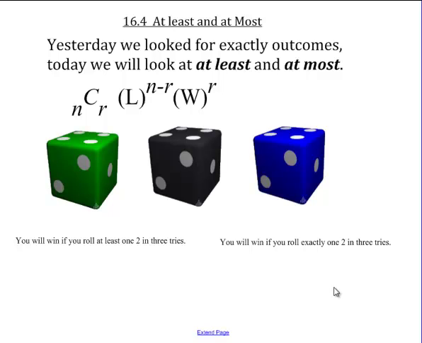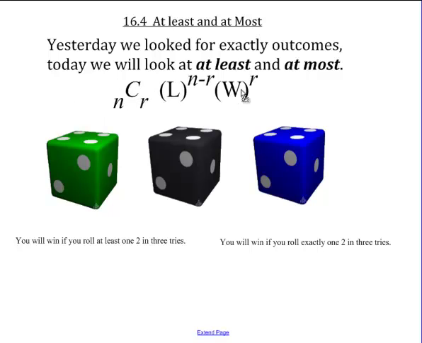Yesterday we looked at exactly outcomes. Today we're going to have at least and at most. So this actually increases your chance of winning. So we have our same formula from the other day. And now let's say this.